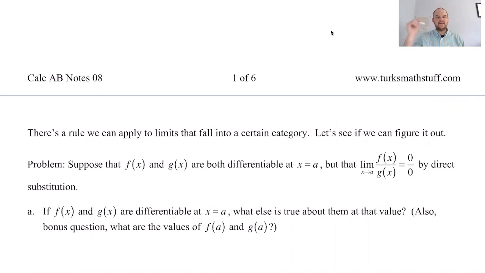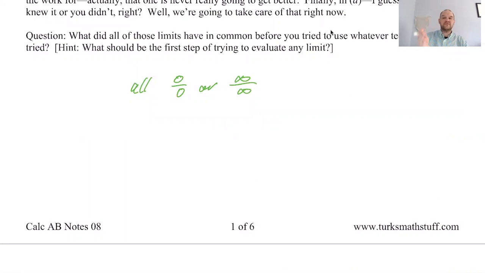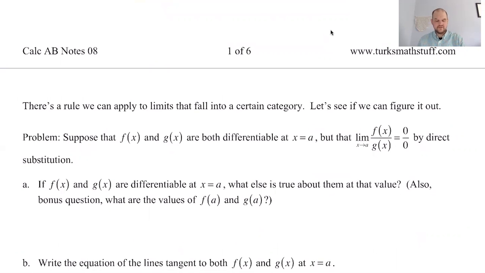But so there's a rule that we can use if limits fall into a certain category. And that category is either of these things. Either we get 0 over 0 when we try to do direct substitution, or we get infinity over infinity. So if that happens, we have options. We've already seen some geometric stuff that we can do, and some algebraic things we could do. There's a very involved process if you're going to infinity or negative infinity, and there's a radical involved. Let's see what we can do.